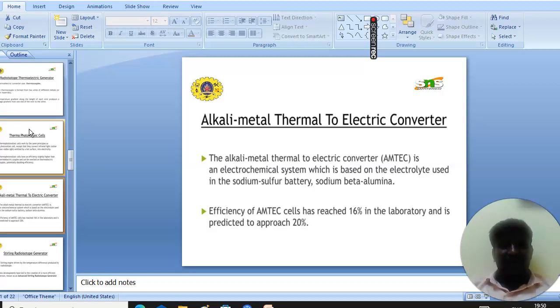The next is the alkali metal thermal to electric converter. The alkali metal thermal to electric converter is an electrochemical system which is based on the electrolyte used in the sodium sulfur battery, sodium beta aluminum. Efficiency of AMTEC cells has reached 60% in the laboratory and is predicted to approach 20%.